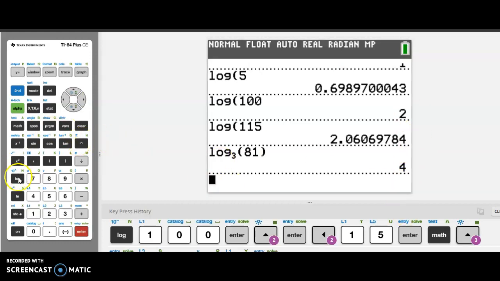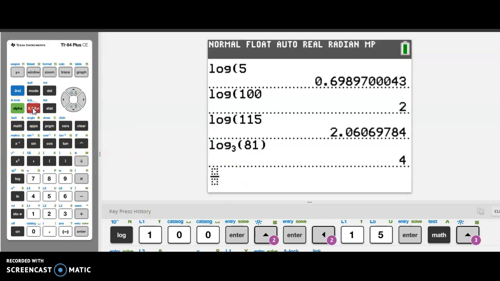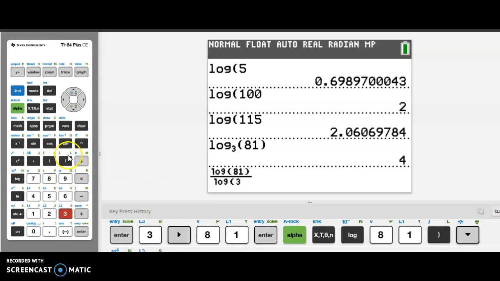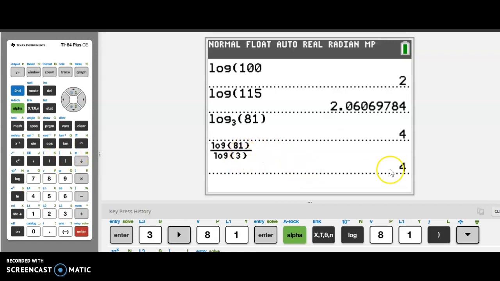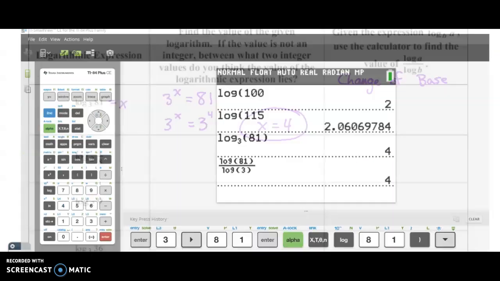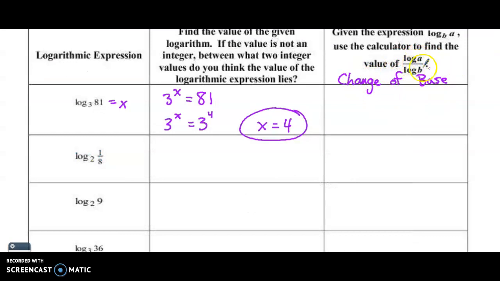Now the other thing that you should learn in this class is what's called the change of base formula, where you do log of the number, so 81, divided by log of the base number, 3. This will also always give you the correct answer. That's why it's called a formula, because it always works. So the change of base formula always works. You get 4. But again, I do want you to recognize that you can do this all in your head. You don't need to rely on a calculator.